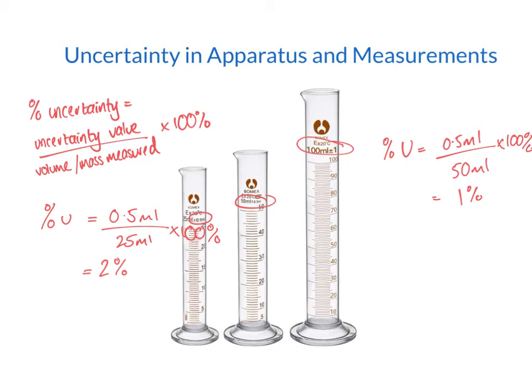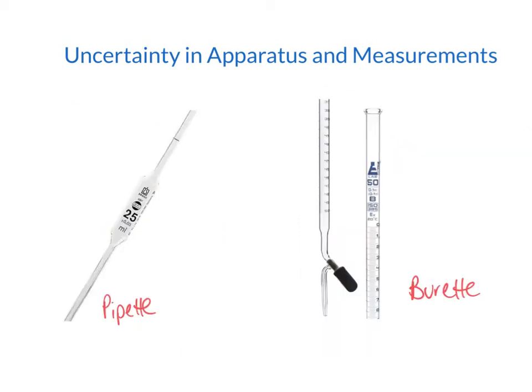That would make sense because it's measuring twice the volume but has the same uncertainty. So you can see that it is essentially more accurate. There is a lower percentage uncertainty associated with the 50 milliliter measuring cylinder compared to the 25 mL measuring cylinder. The uncertainty value of a particular piece of apparatus will vary based on how accurate it is, and you will be given that uncertainty value, so you don't have to learn a set uncertainty value for a particular piece of apparatus. It'll also depend on the volume that it can measure out.